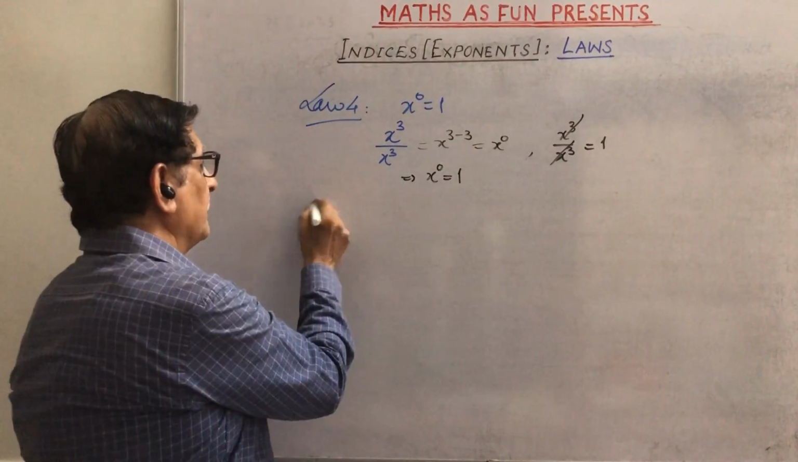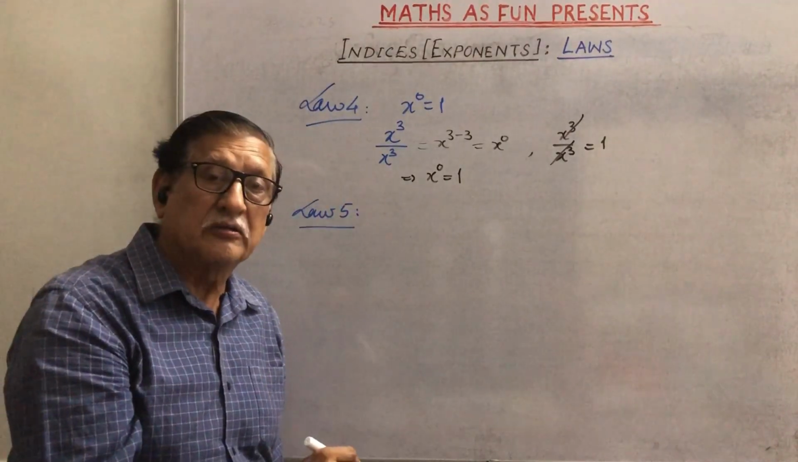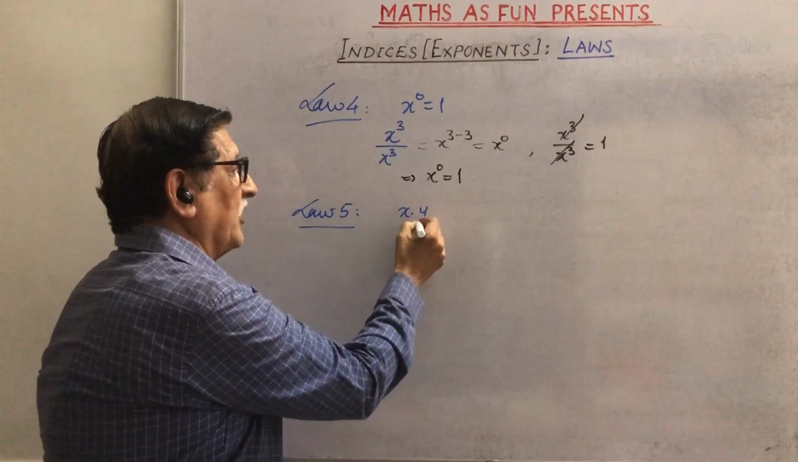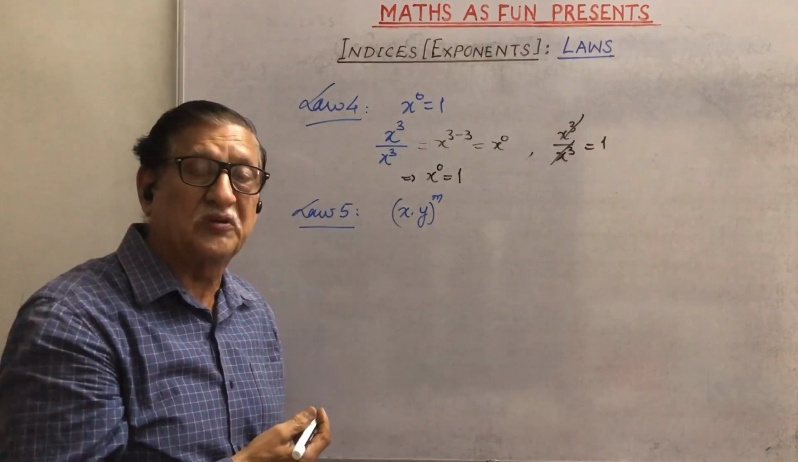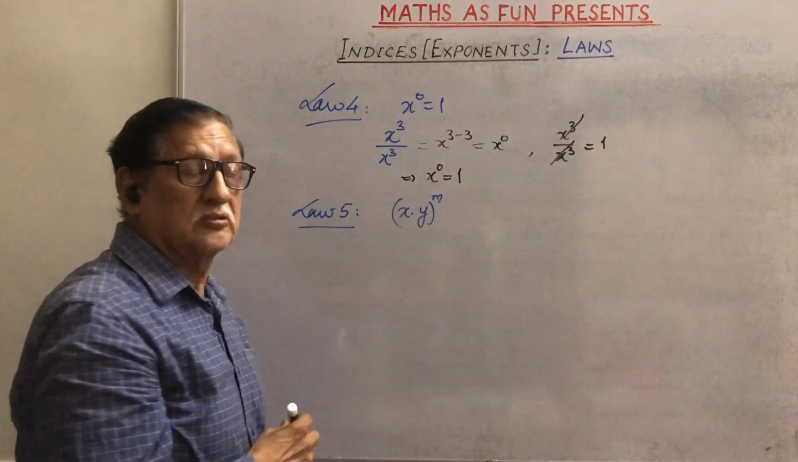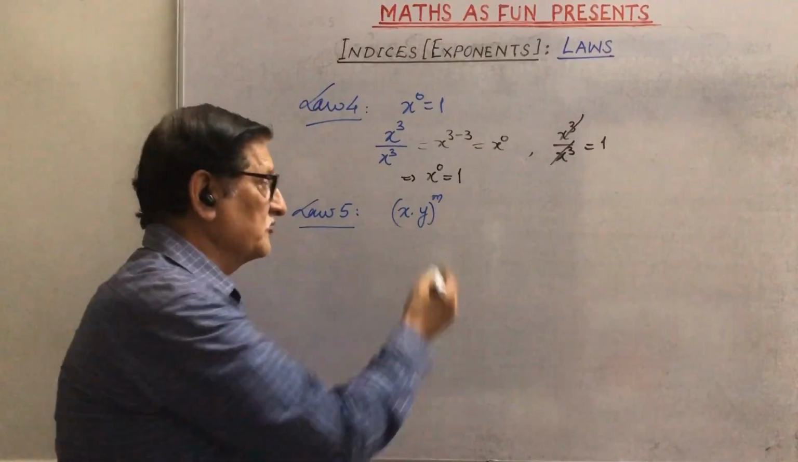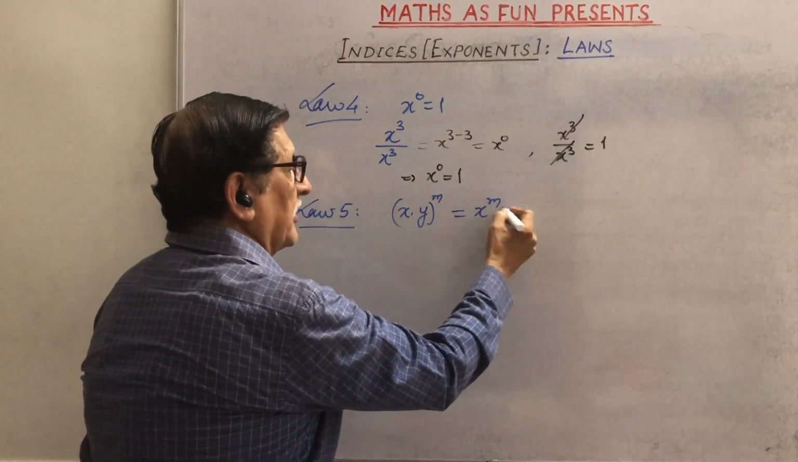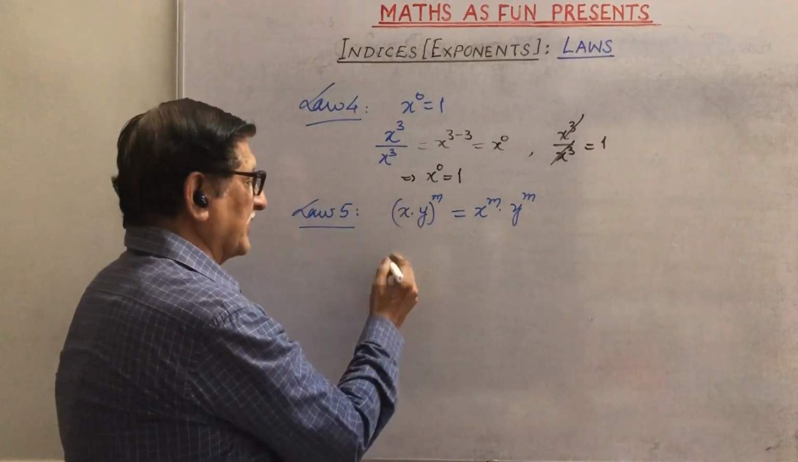Now law 5 or fifth law, what does it state? It states that if it is x into y whole power m, it means any two numbers or more than two numbers we have and the index is this m, then that will be the index of each of them. It means we can write this as x power m into y power m. To understand this, we take one example.